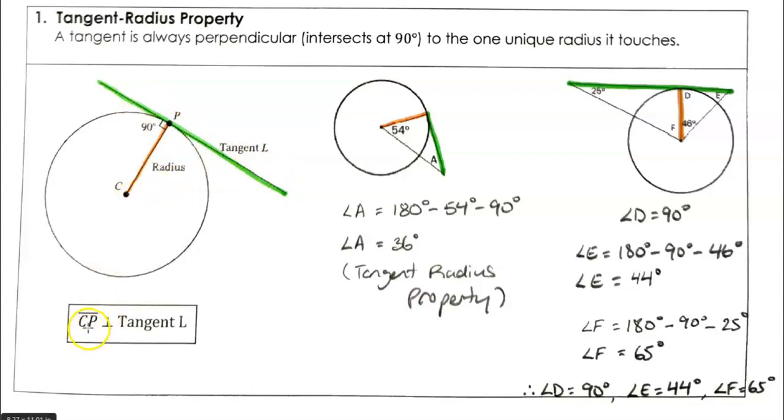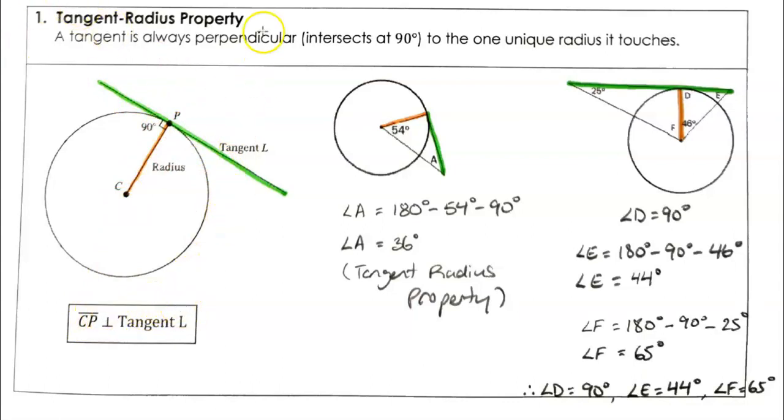And so what I have here is the line CP. We call it a line segment by putting a line on top of it. So this tells you the line segment is perpendicular. This symbol right here, you'll see it a lot in grade 10, is the symbol for perpendicular. And what that means is the orange and the green line touch at a 90-degree angle. So those two lines are perpendicular to each other. Okay, so CP is perpendicular to tangent L.